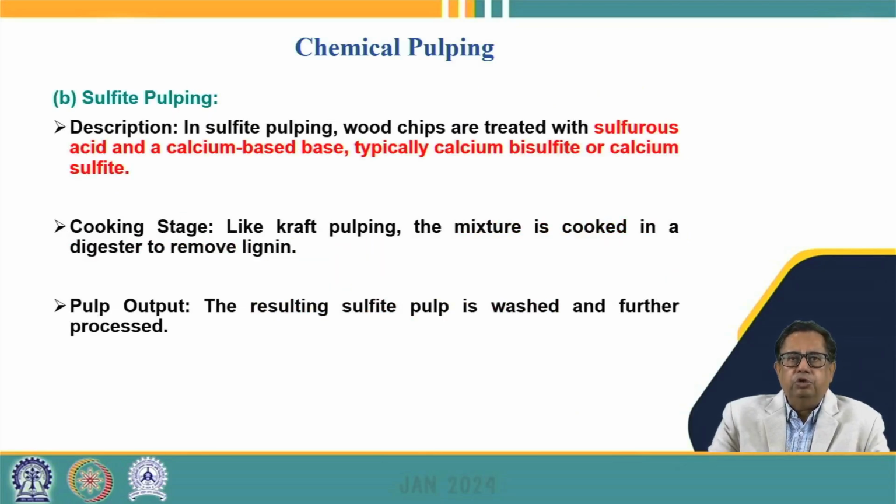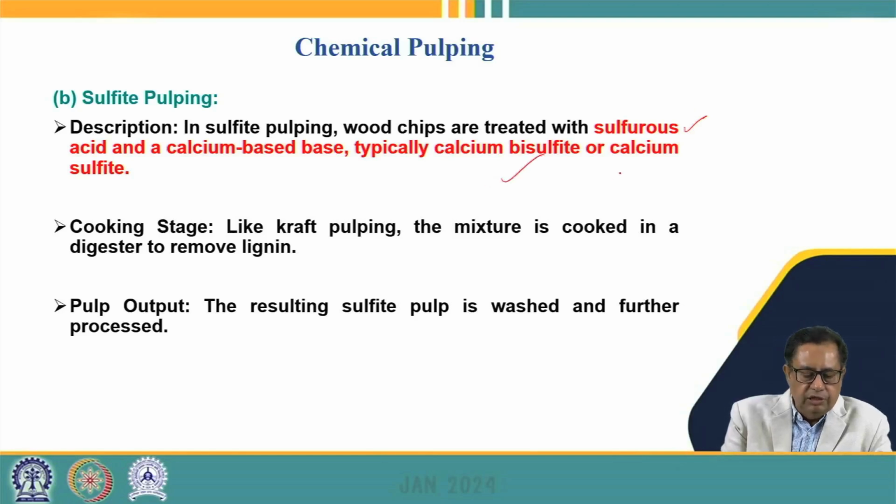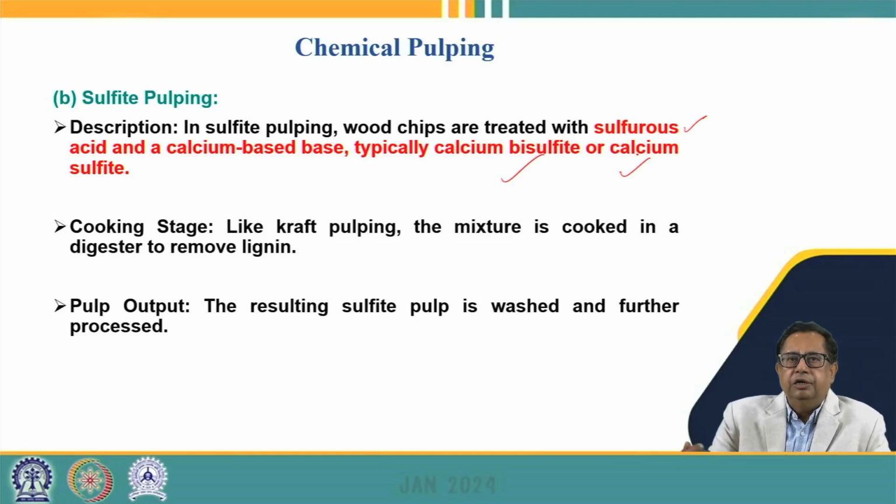Sulfite pulping can also be done, where the wood chips are treated with different chemicals. Here we use sulfurous acid and a calcium-based chemical, that is, calcium bisulfite or calcium sulfite, which may be used for the digestion of this mixture. Here we cook the mixture at very high temperature and pressure so that the lignin is dissolved from the wood used during this process. And then the pulp we get from here, known as the sulfite pulp, is washed so that we can remove the chemicals, and then it is taken for further processes.